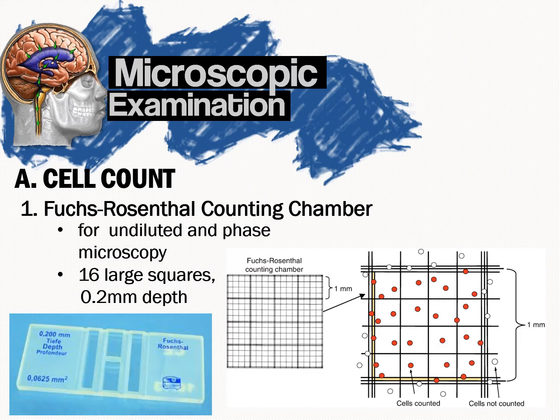In performing cell counts, the following counting chambers can be used. We have number 1, as presented here in a slide, the Fuchs-Rosenthal counting chamber. This uses undiluted sample and also uses phase contrast microscopy. The Fuchs-Rosenthal has 16 large squares like this one. So if you count this, these are actually 16 and has a depth of 0.2 millimeter.